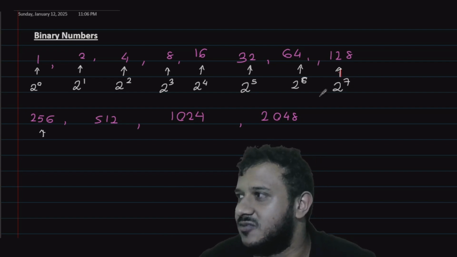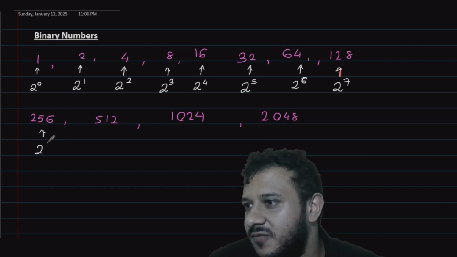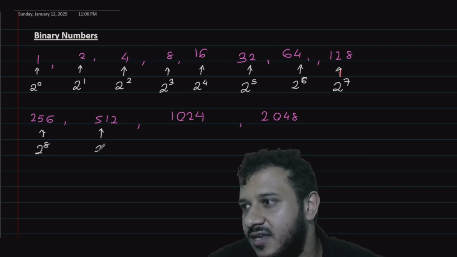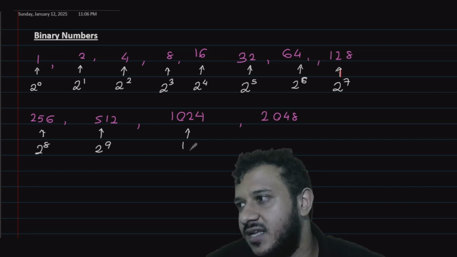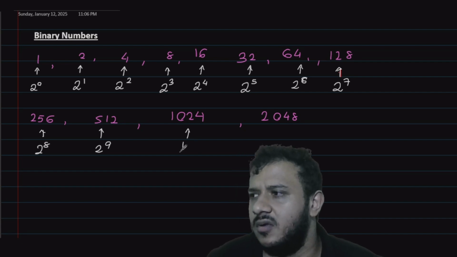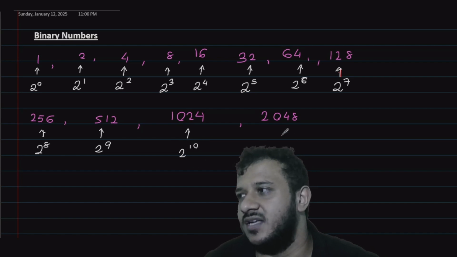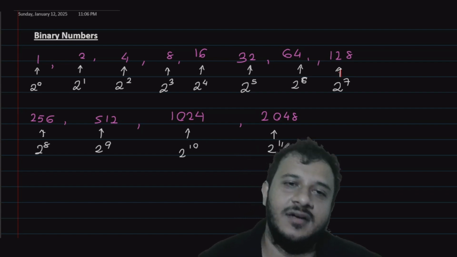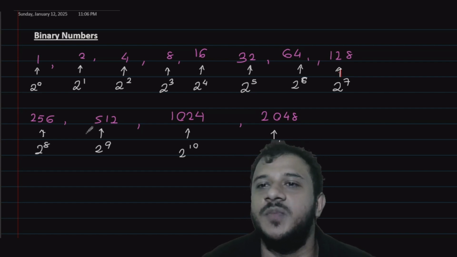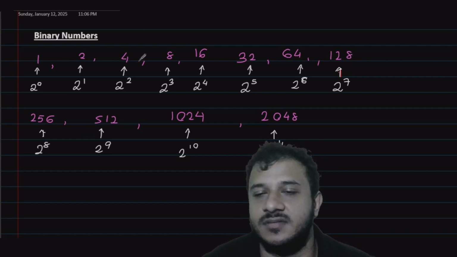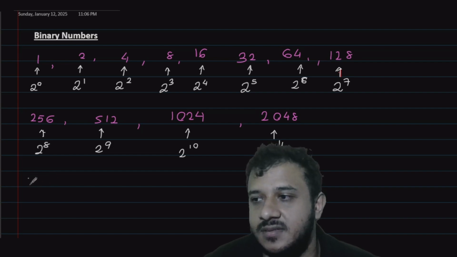Anyway, this is 2 to the power of 7, 2 to the power of 8, 2 to the power of 9, 2 to the power of 10. Why put these as powers of 2? Now, why am I talking about these things? What the hell has happened to sir today, right? But these are what we call binary numbers, the powers of 2.